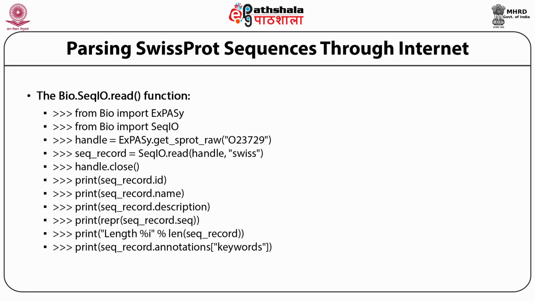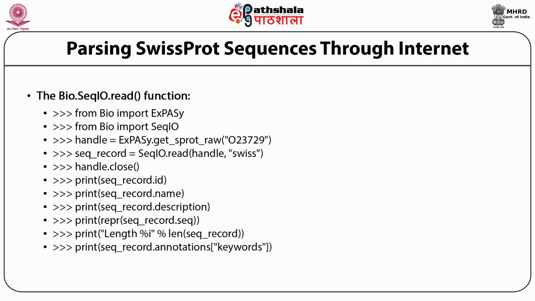So Expasy dot get_sprot_raw, and I give the sequence ID. Everything else is the same as what we saw earlier for GenBank. So we have created a sequence record directly by accessing Swiss-Prot, and we have got the sequence of the given ID.